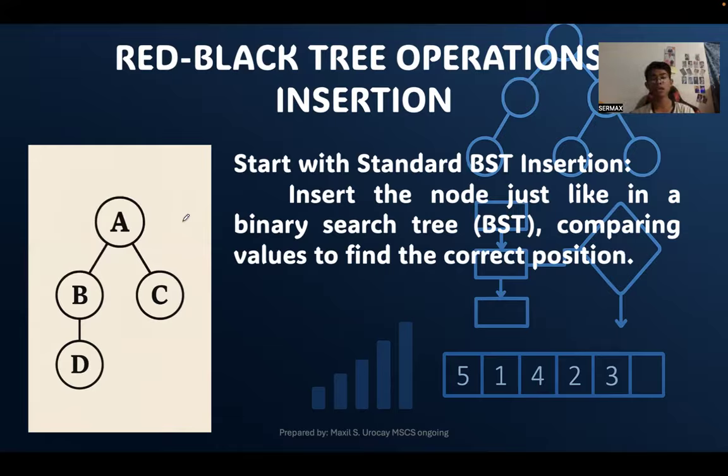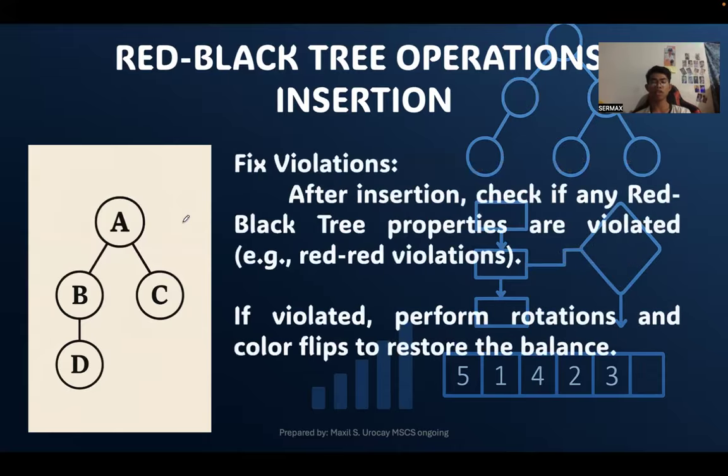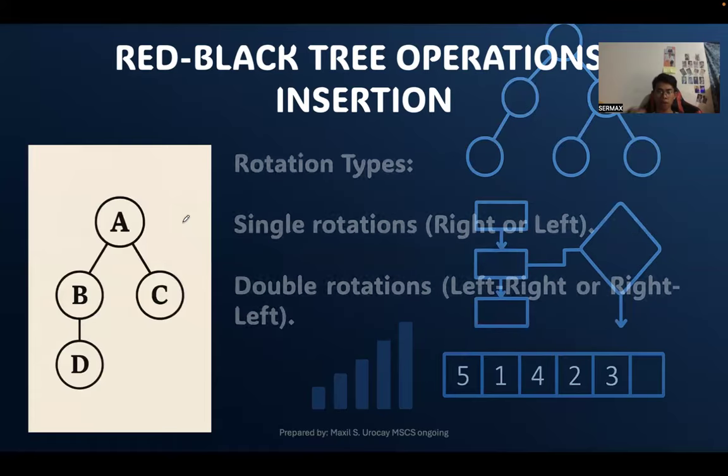So in this case, we are observing the binary search tree operation, and then if there is a violation, we'll have to follow specific criteria pertaining to that. And fix violations after insertion: check if any red black tree properties are violated. If there is a red violation, we can perform either a flip of the color, switching of the color, or rotation to restore the balance of our red black tree.